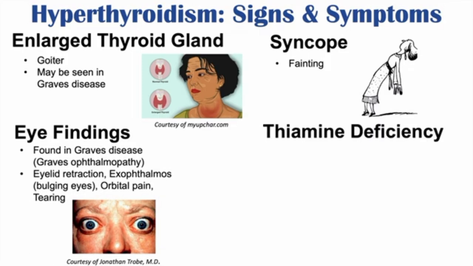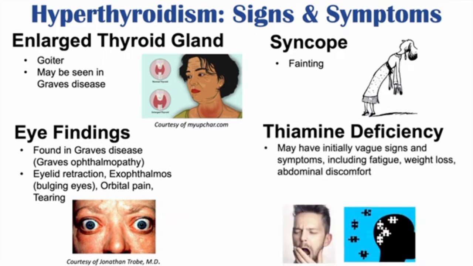Now, hyperthyroidism can also cause some vitamin deficiencies, and one of them is thiamine deficiency. Some vitamins can become consumed very quickly if there's increased levels of metabolism, and one of them is thiamine, or vitamin B1. What can be noted is that there may initially be some vague signs and symptoms. These include fatigue, weight loss, and abdominal discomfort. Now, if the thiamine deficiency is prolonged or long-lasting, it can lead to certain medical conditions, and one of them is known as beriberi, and the other one is Wernicke-Korsakoff syndrome. More likely, it's going to be beriberi that's going to be a manifestation of hyperthyroidism. Oftentimes, Wernicke-Korsakoff syndrome is going to be found more often in patients who have issues with alcohol abuse.